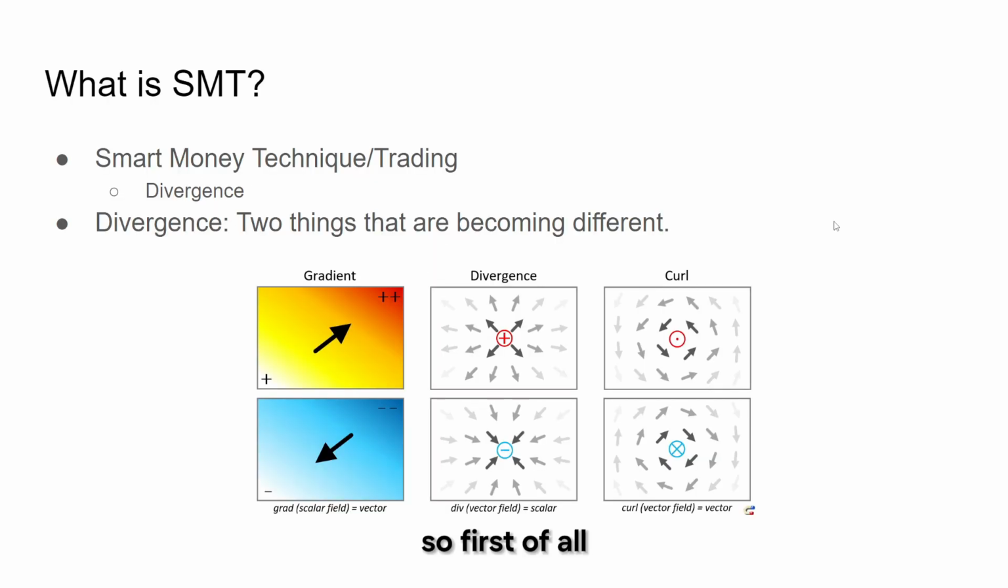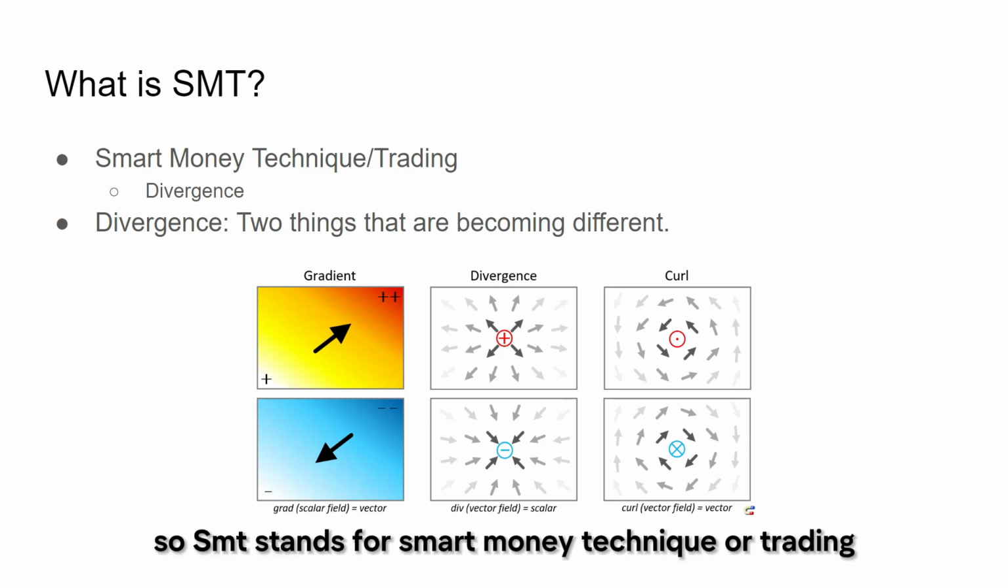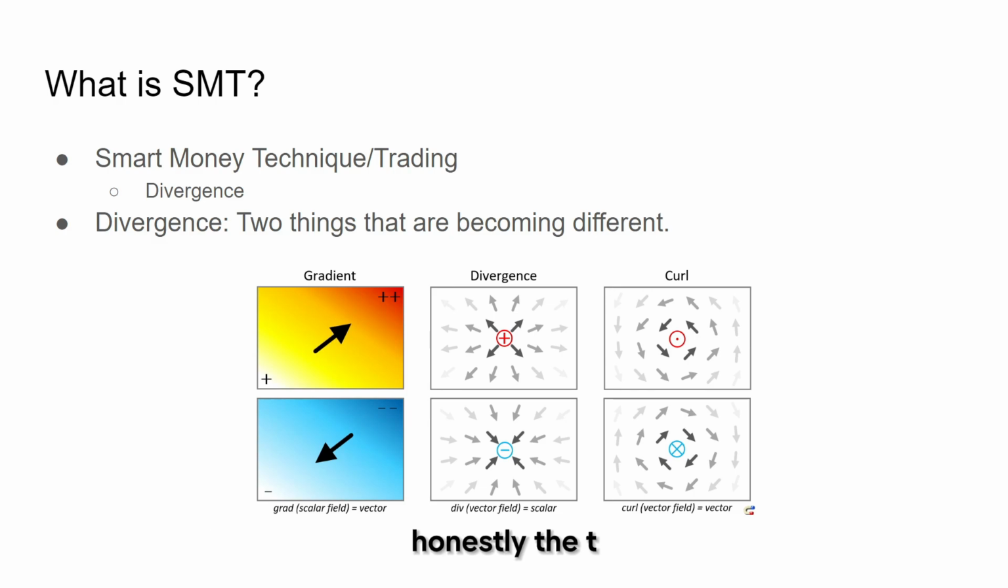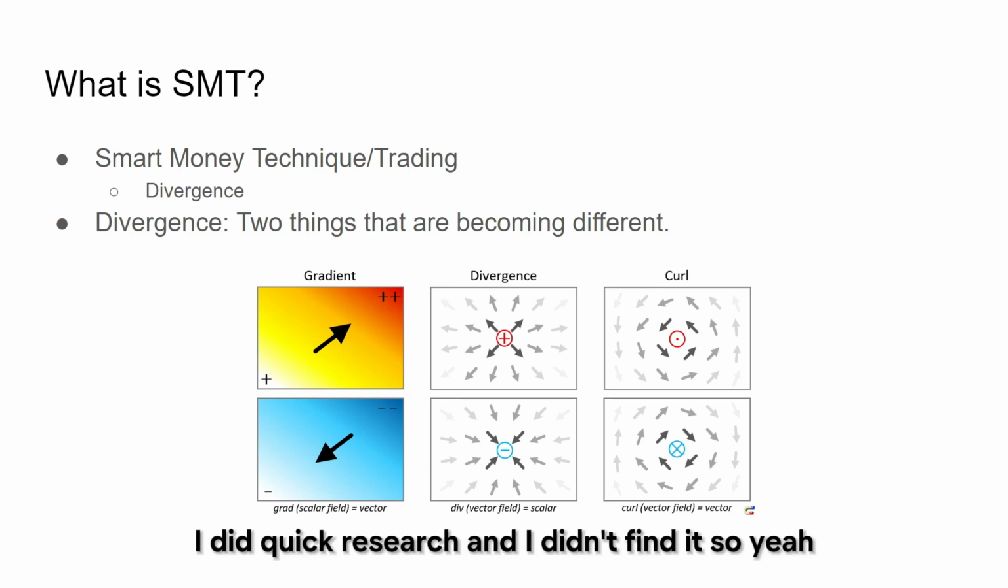So first of all, what is SMT? What does SMT stand for? SMT stands for Smart Money Technique or Trading. Honestly, the T, I'm not 100% sure what it stands for. If you guys know, let me know in the comments. I did quick research and I didn't find it. So it basically just stands for divergence.